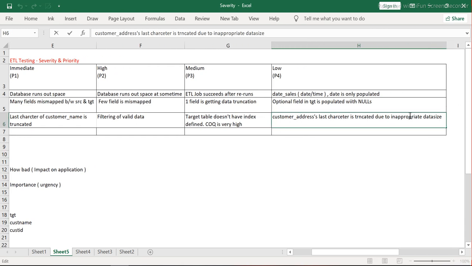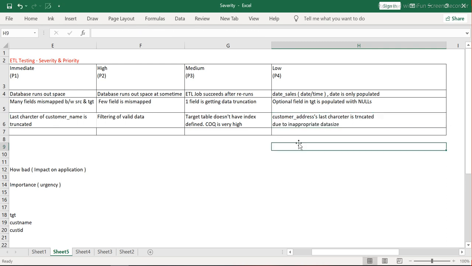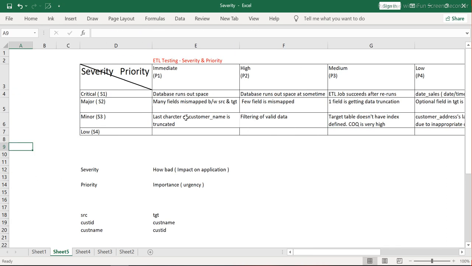All right, guys. Now the last one that we will look at is low severity and immediate fix. What kind of situation can there be, guys? This is very tricky and very important as well. Severity and priority go hand in hand, but severity is altogether different and priority is altogether different. I will tell you, but let's fill this particular row first, and then we will see that.